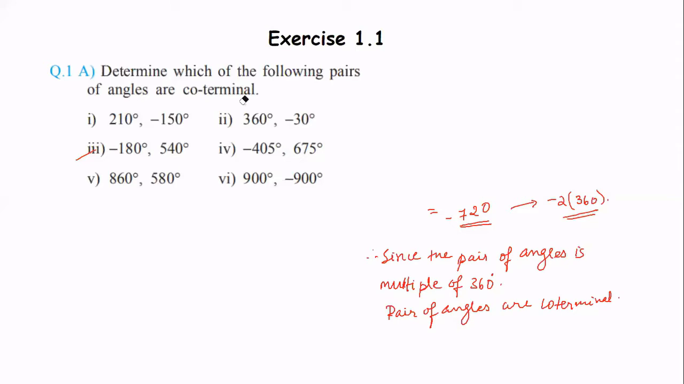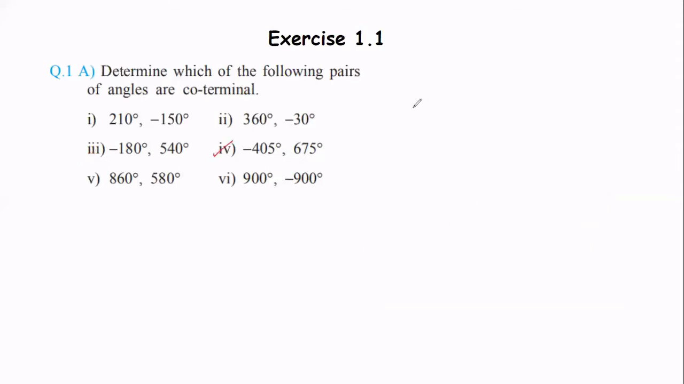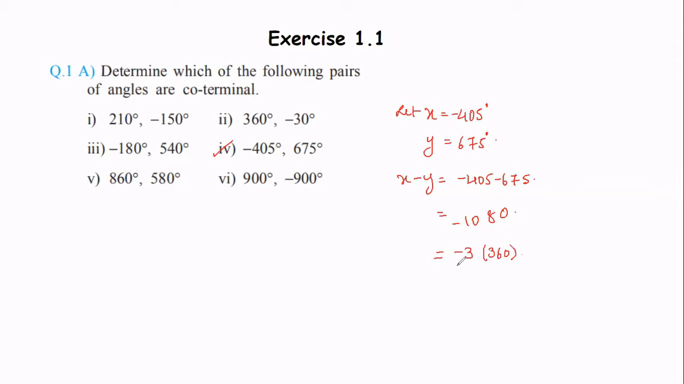For the fourth sum, the angles which we have are: let x equal to minus 405 degrees and let y equal to 675 degrees. As usual, we subtract them. That becomes minus 405 minus 675. Let's see how much we get. We get 0, 1 carried, 8 over here, and then 1, 0, so minus 1080. Is minus 1080 a multiple of 360? Yes, it is. It is basically minus 3 times 360.